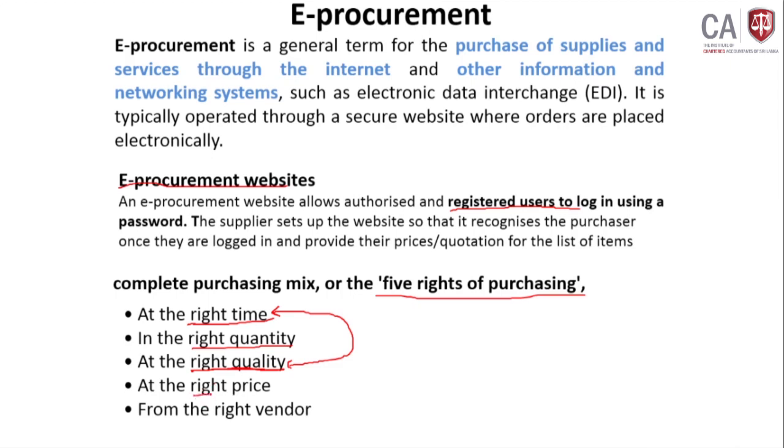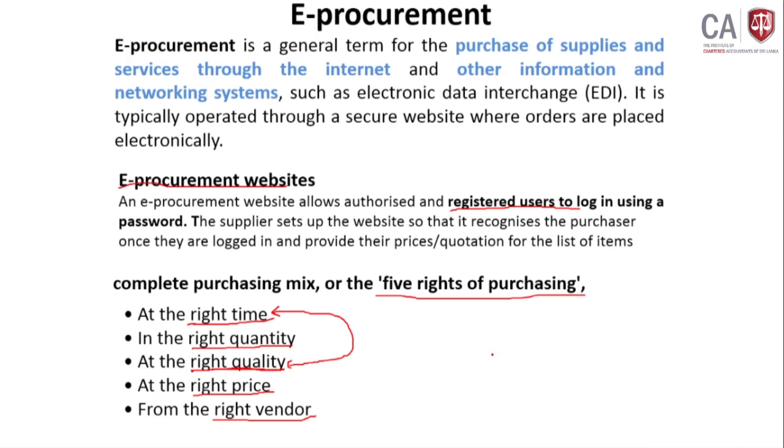The right price, it should have the right price. If the time is delayed, the price will increase. If the quantity is delayed, the price increases. Likewise, because of many factors, the price can increase if we are not doing things at the correct time, quantity, and quality. So price is a main factor, and the right vendor. You have to select the right vendor. When evaluating many bid documents, you may have evaluated and selected the best supplier or the lowest supplier. So you have to decide.